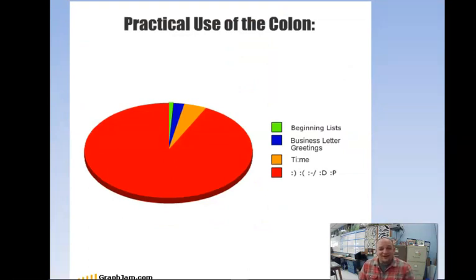Colon use. So here's another pie chart. What do we use colons for? This graph is, again, trying to say that we mostly use colons for emojis. We don't use them for many of the purposes for which they were intended.